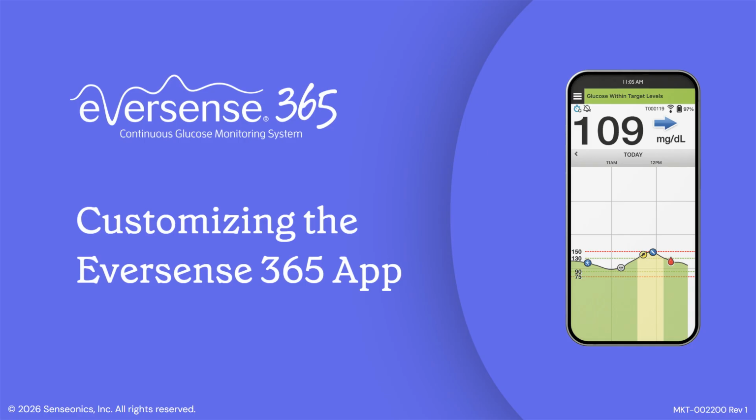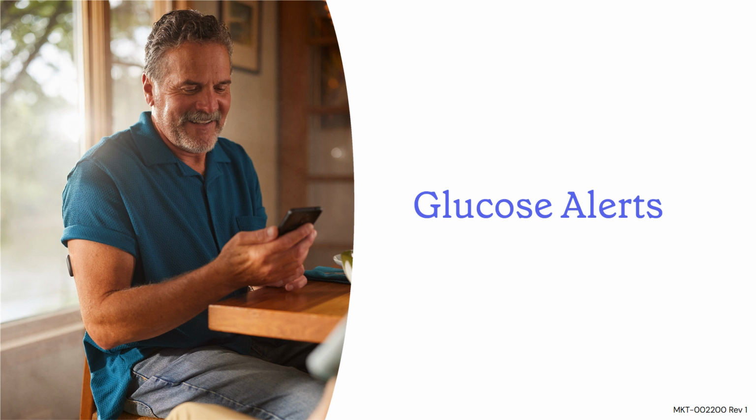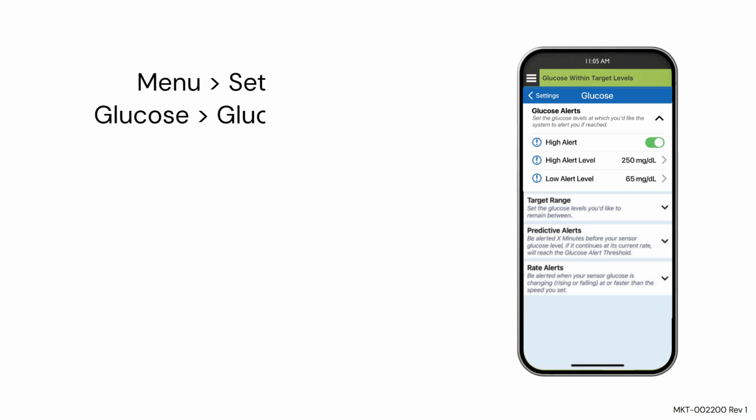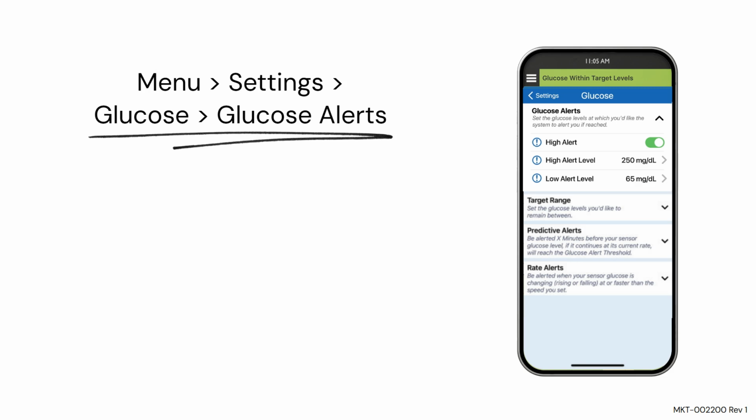Let's take a look at how you program your customized alert settings in the Eversense 365 app. We will start with customizing your glucose alerts. Note that the smart transmitter must be connected to the mobile app to update any settings. Open the main menu, tap Settings, then tap Glucose to open the Glucose Alerts menu.